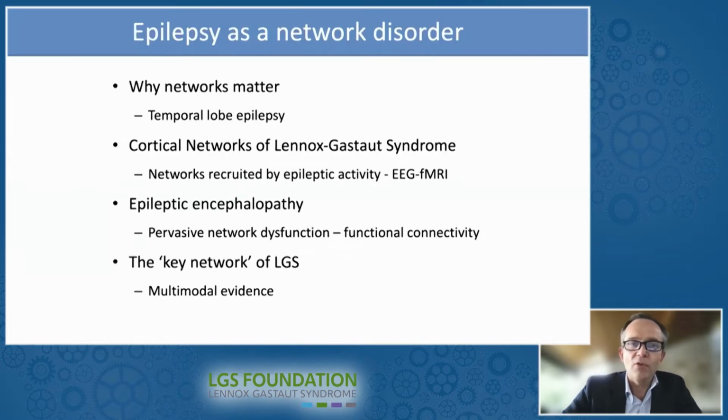We'll be stepping through, first of all, considering why networks are important, using the example of temporal lobe epilepsy, then going through the evidence that we and others have found for the cortical networks underpinning LGS, considering how this intersects with the phenomenon of epileptic encephalopathy, and finally, considering whether there may be one key network driving the process.